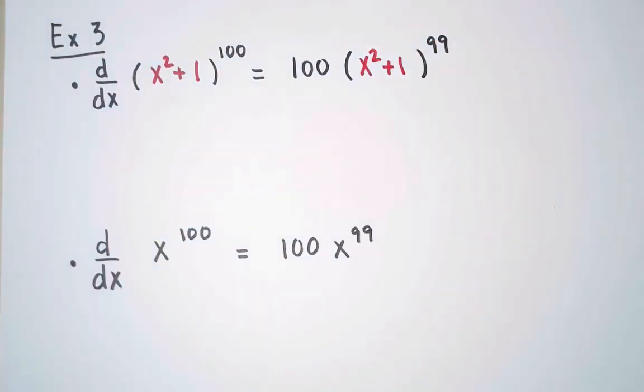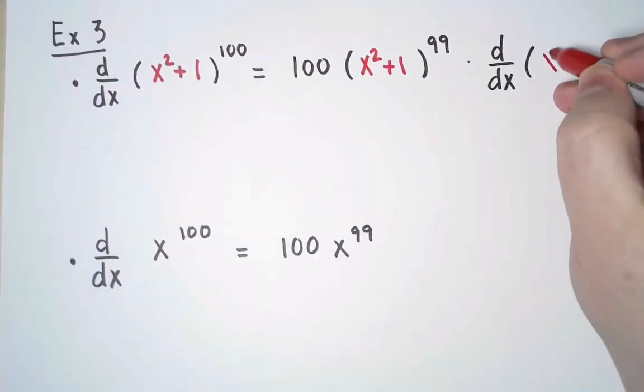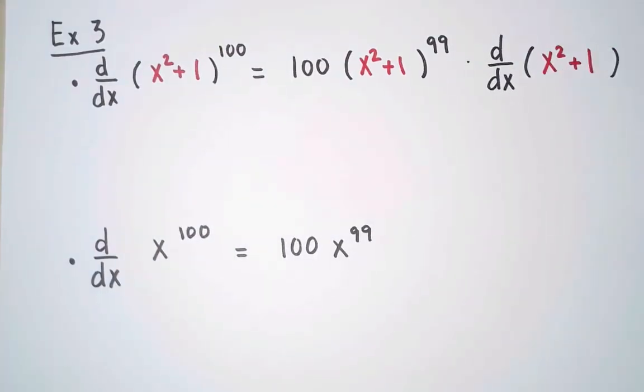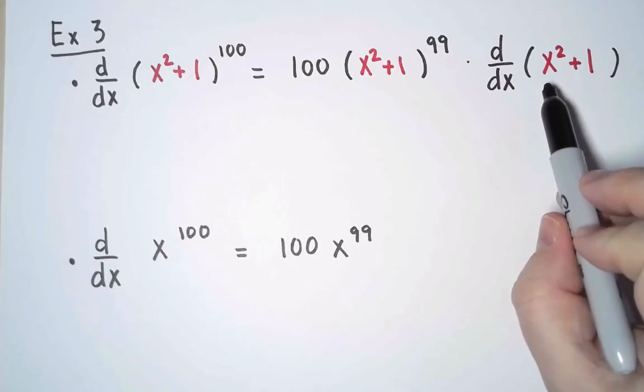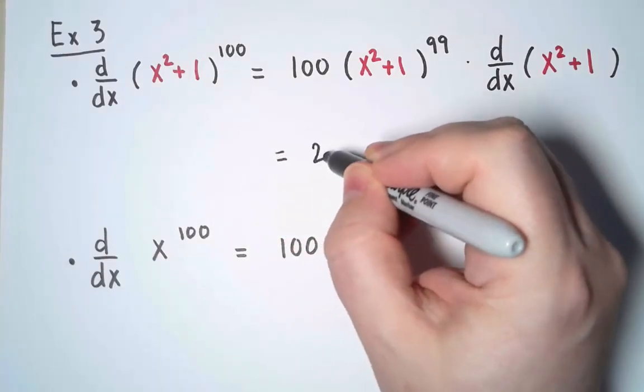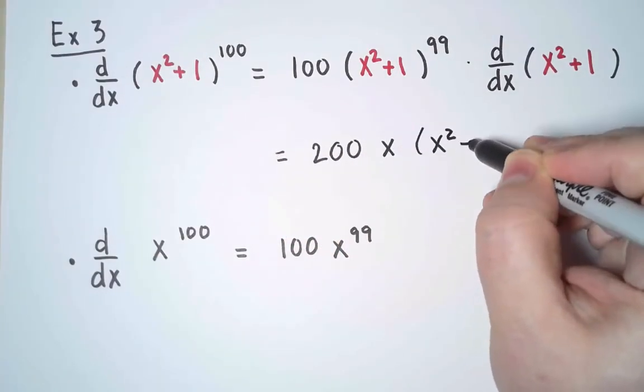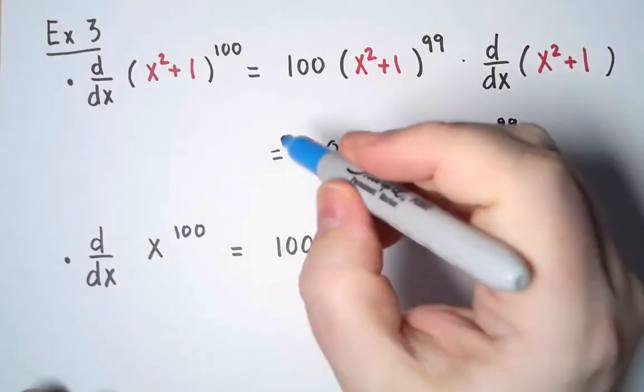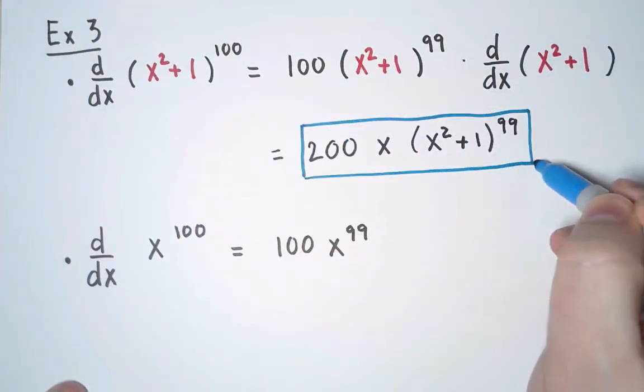And then multiply times the derivative of that argument, the derivative of x squared plus 1. We know the derivative of x squared plus 1 is 2x, so I get 200x times (x squared plus 1) to the 99. And that is the final answer.